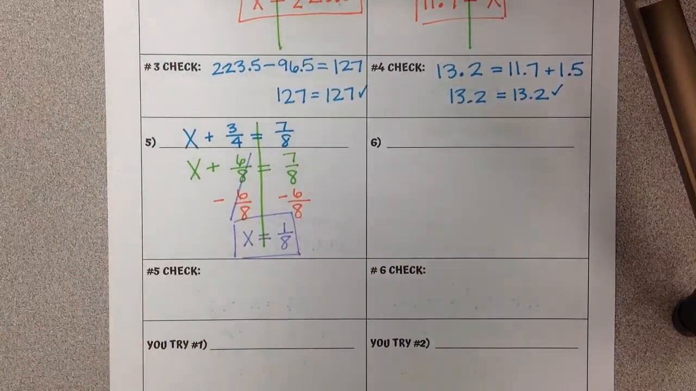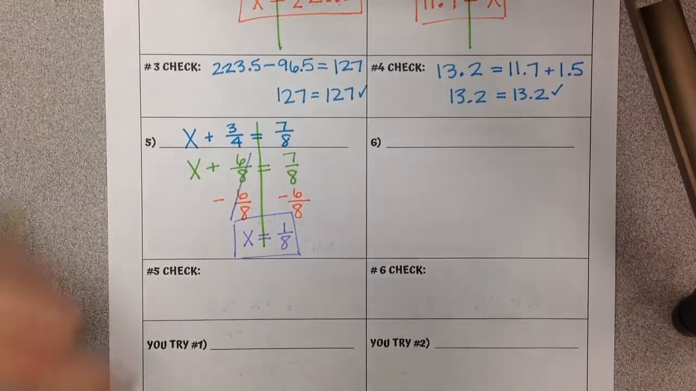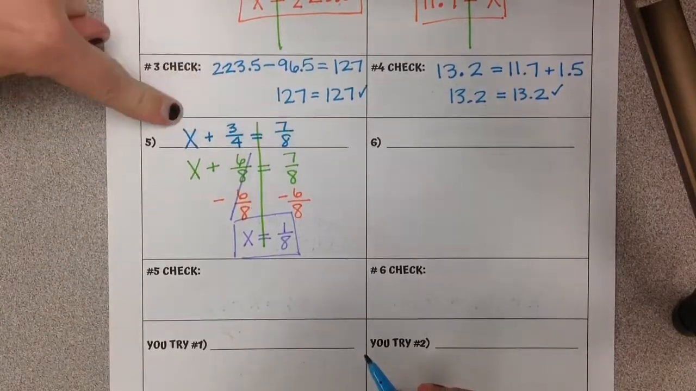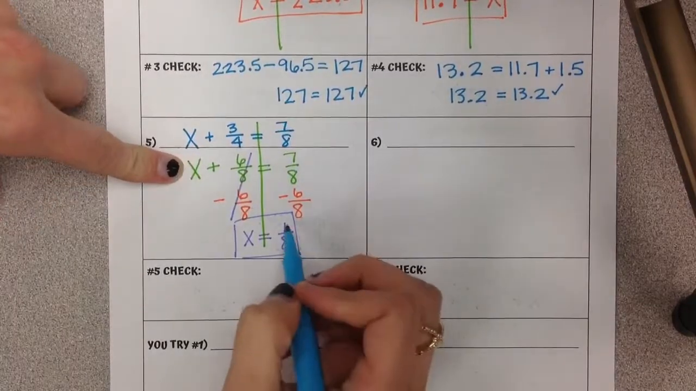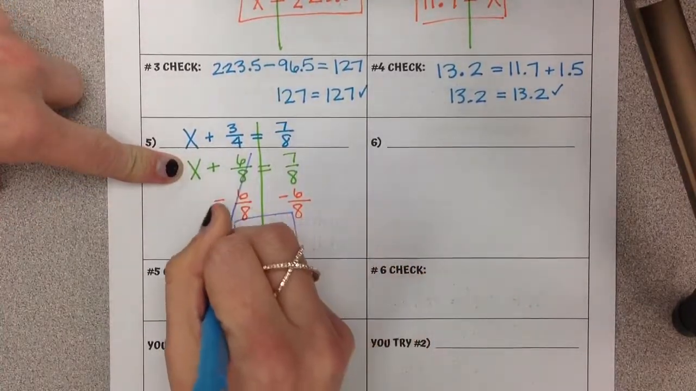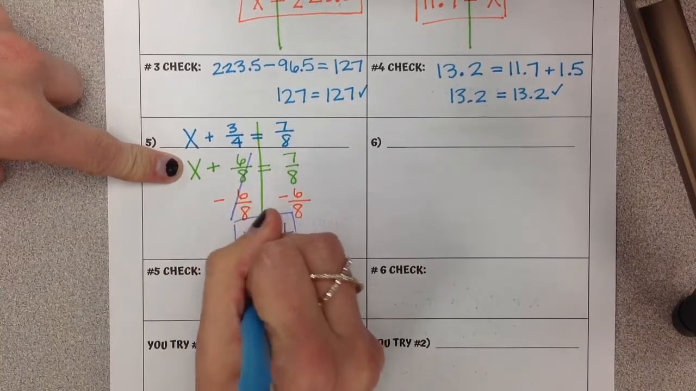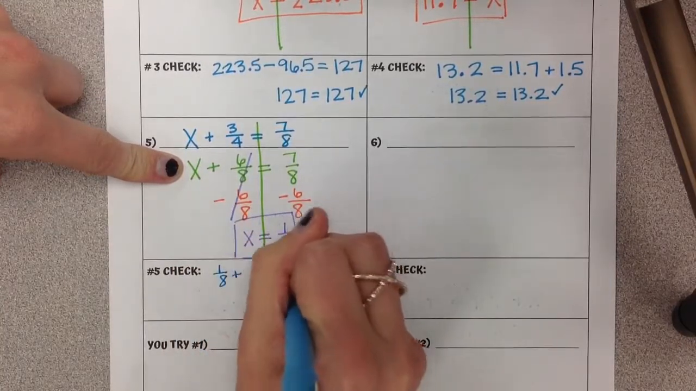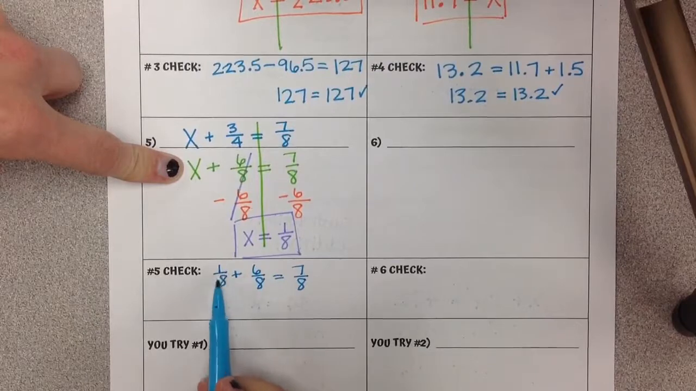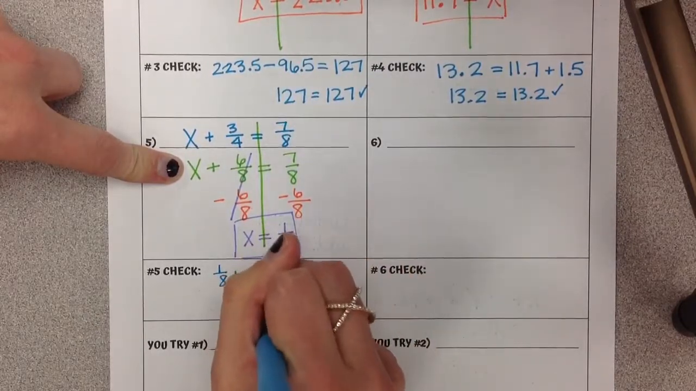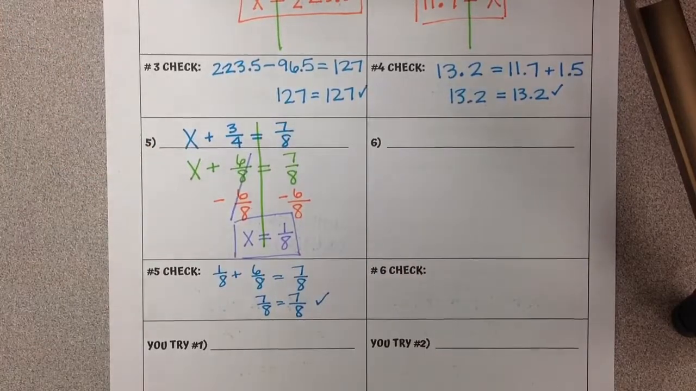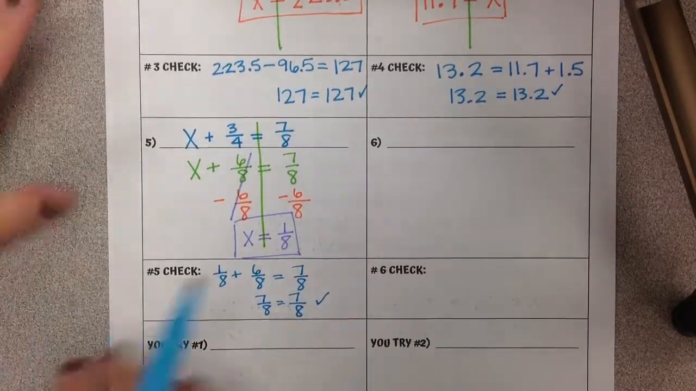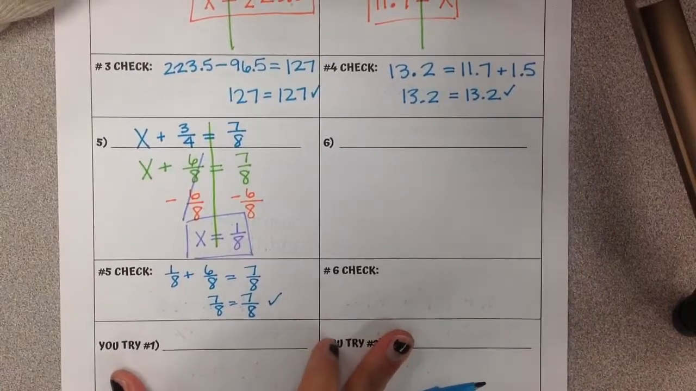So it can be a little bit trickier to check with fractions, but we can still do it. Instead of plugging it back into this original equation up here, I'm actually going to plug it into this second equation here. So I'm going to plug in 1/8 to this equation here. 1/8 plus 6/8 equals 7/8. Well, 1/8 plus 6/8 is 7/8, which was our answer. That means we did it right. All right, we're going to do one more fraction problem and then go on to the U tries.